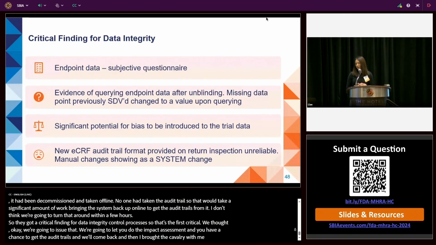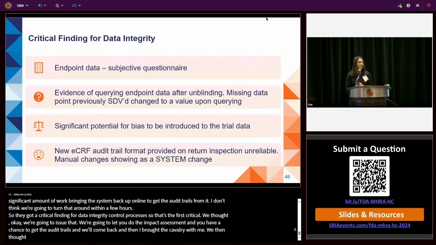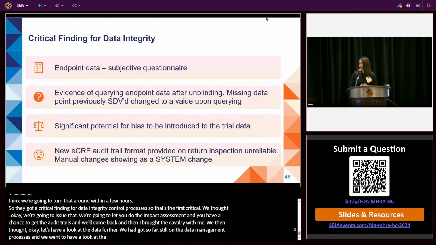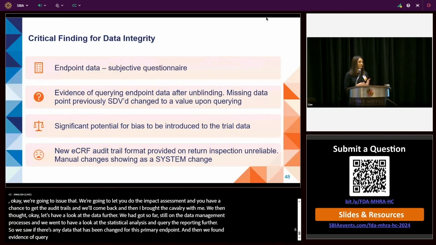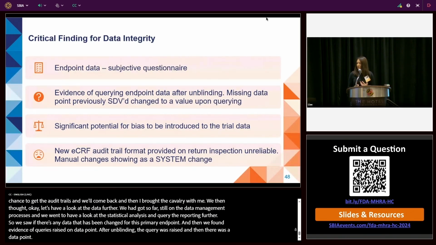We then thought, okay, let's have a look at the data further. We had got so far, I was still on data management processes, and actually we wanted to have a look at the statistical analysis and query the reporting further. And so we thought, okay, let's see if any of this data has actually been changed for this primary endpoint. And then we found evidence of queries raised on a data point. Previously this had been SDV'd by the monitor as missing. And then after unblinding, a query was raised to the site, and then there was a data point. So we weren't quite sure how that happened. So again, we're now thinking there's significant potential for bias to be introduced to the trial data.